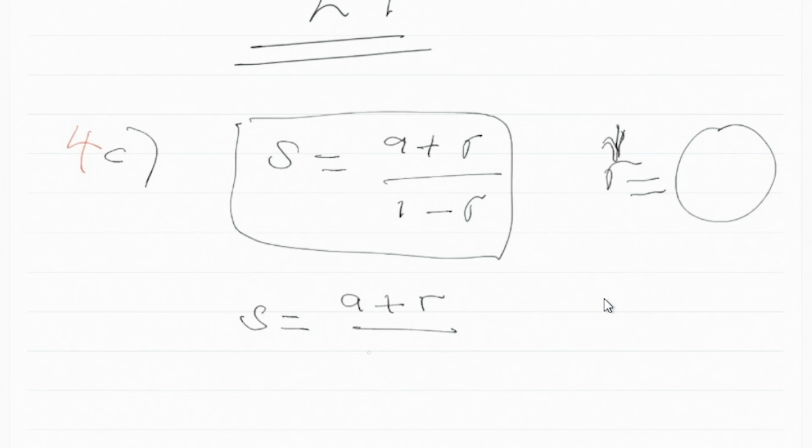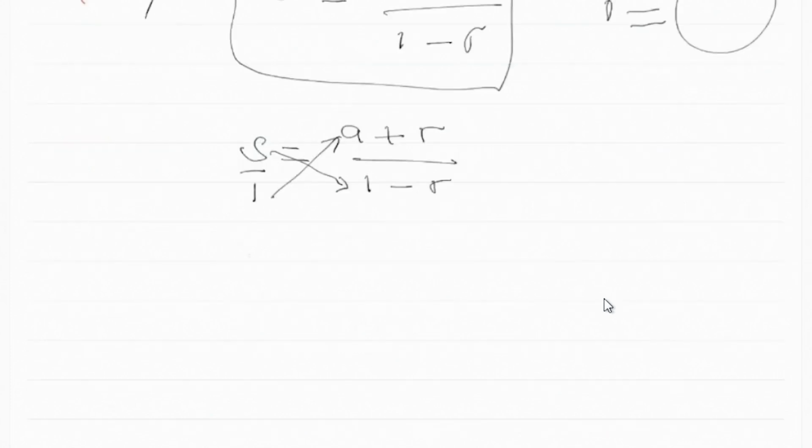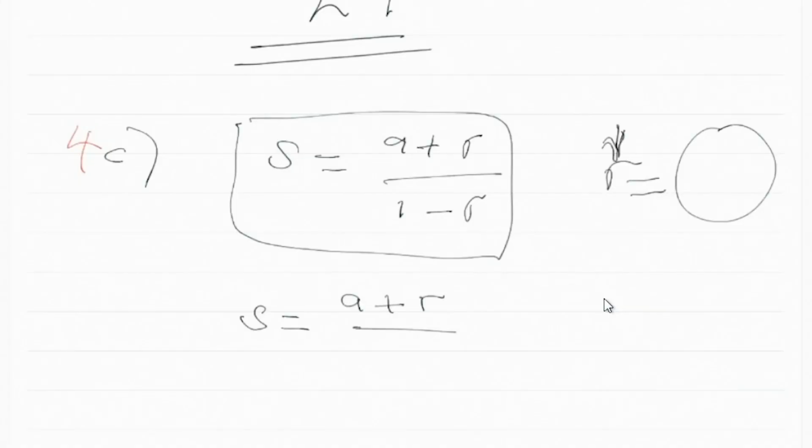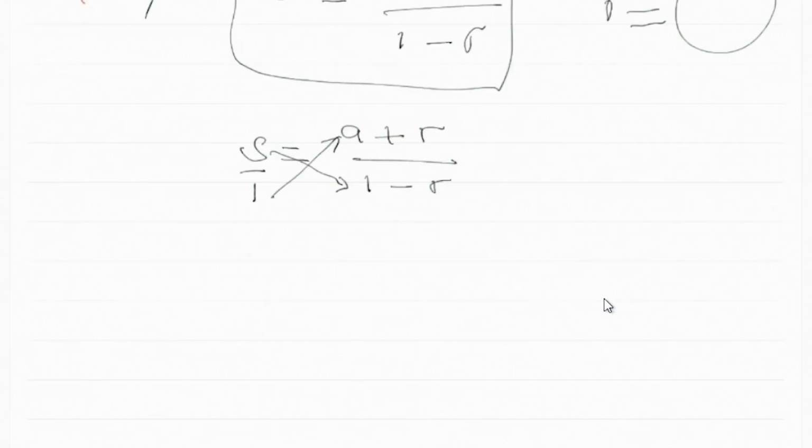S is equal to A plus R over 1 minus R. Now, you have to understand that this S, when written as a fraction, is S over 1. Here you cross multiply, there you cross multiply. So this will give us 1 times A plus R. You're going to get A plus R is equal to S multiplied by 1 minus R.